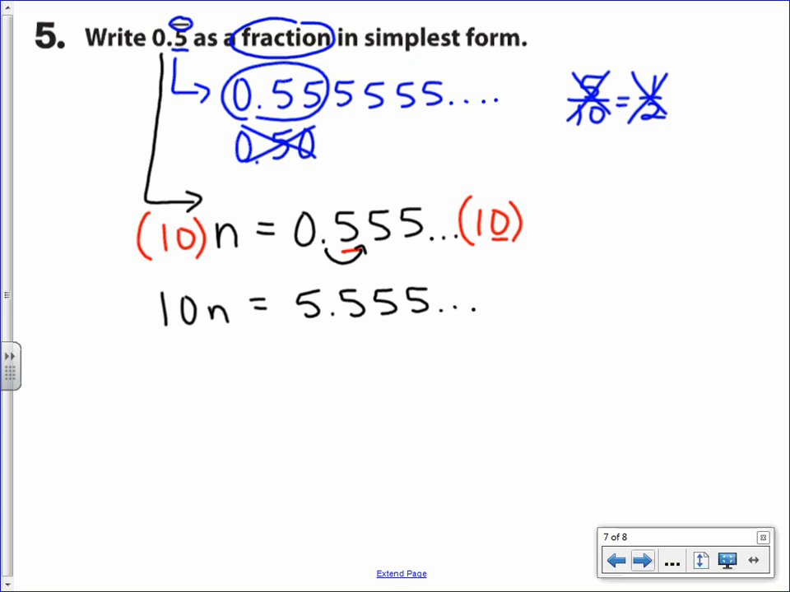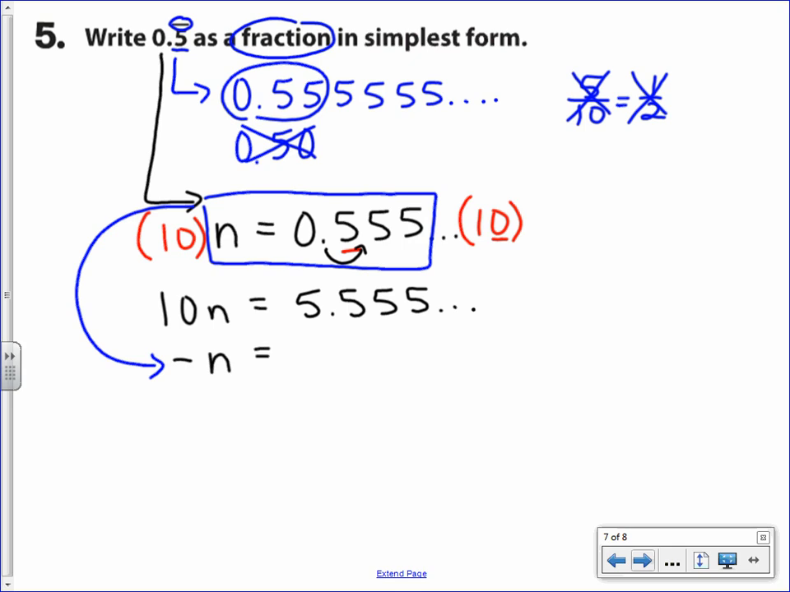Okay, my next step, I'm going to take my n equals line. I'm going to take this right here and subtract it from this. Okay, so I'm going to go back to my black pen so we're in the same color. Minus n equals 0.555 repeating.